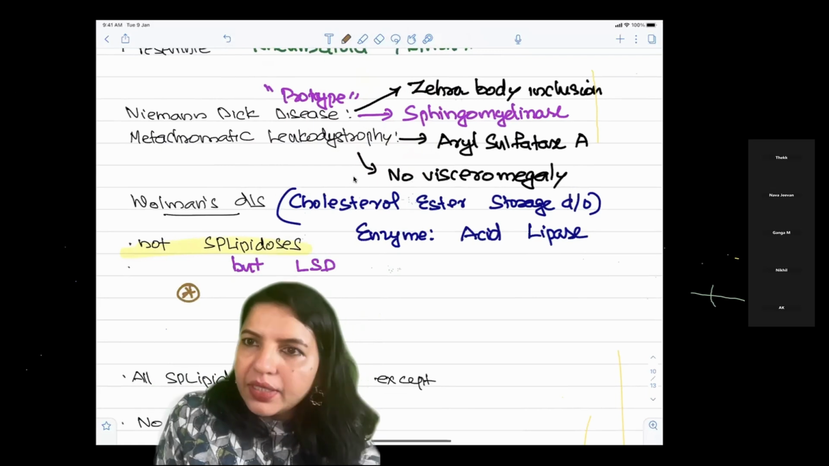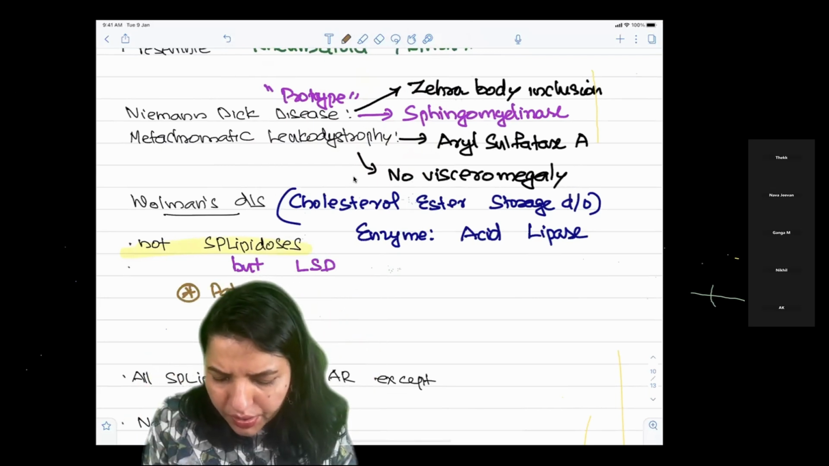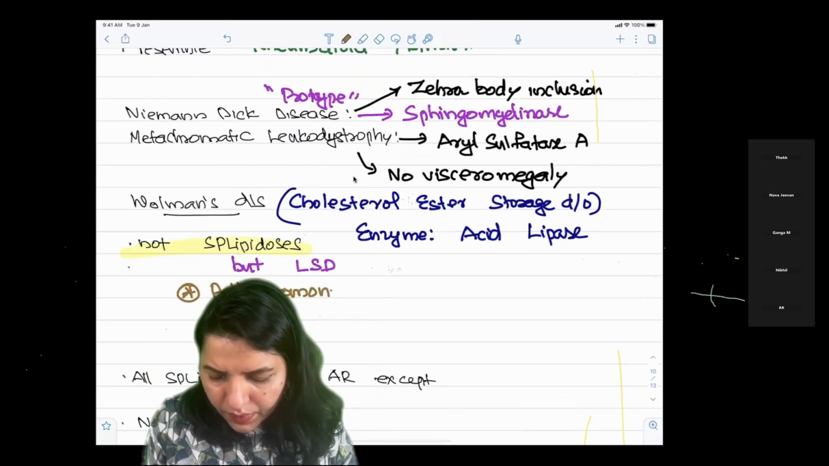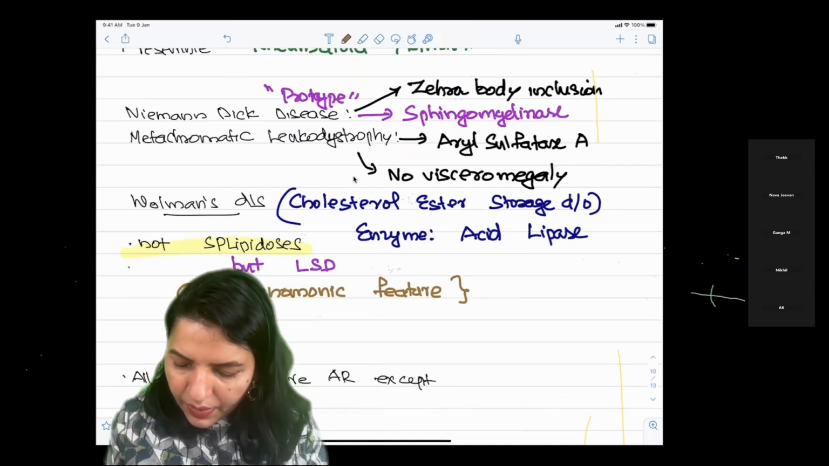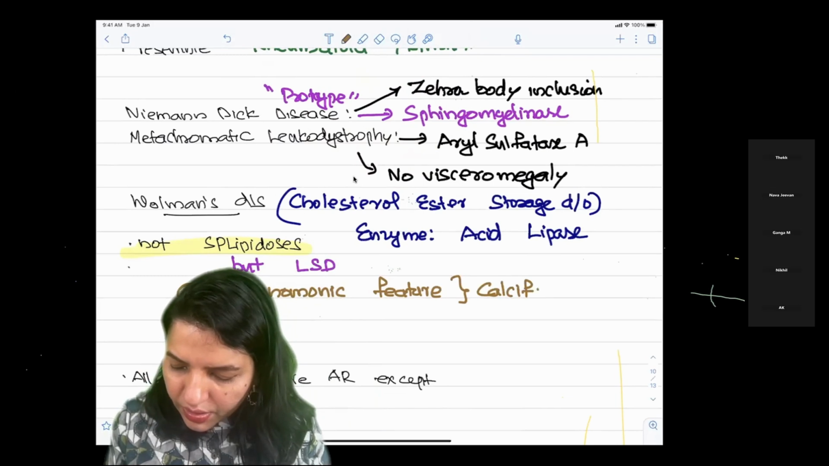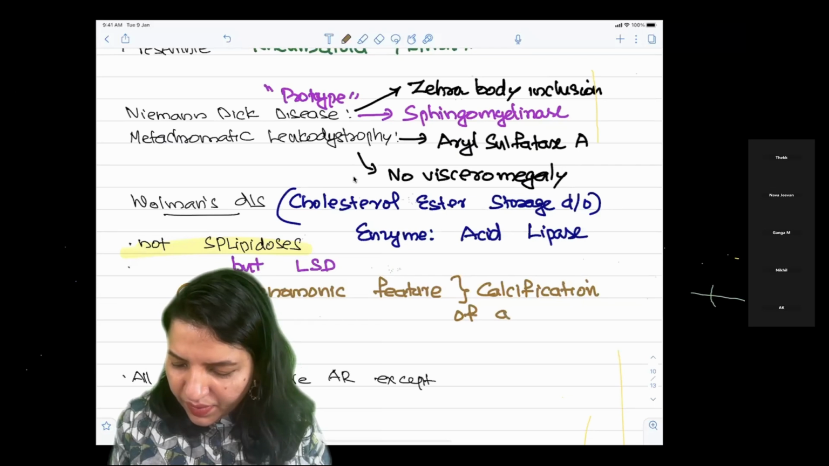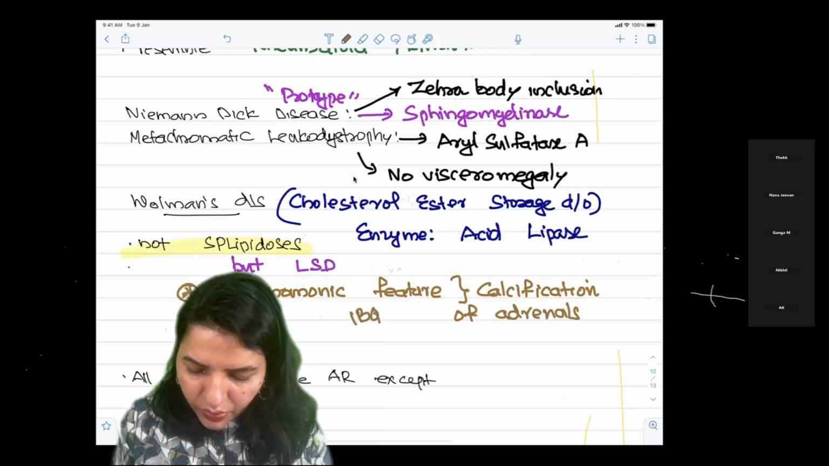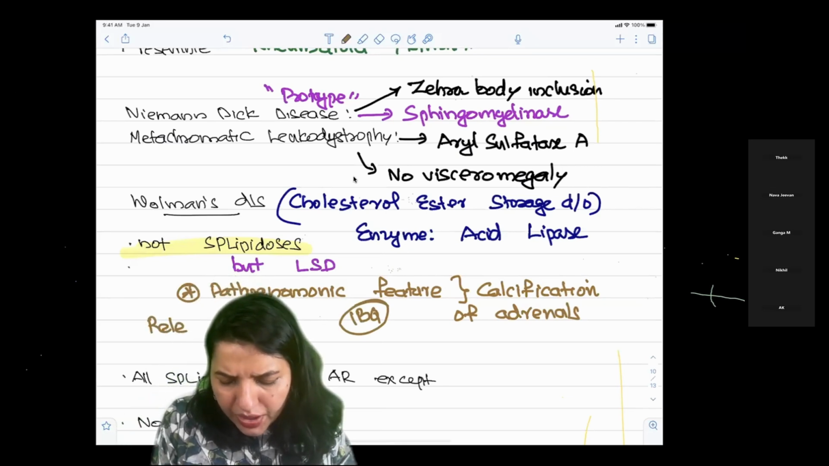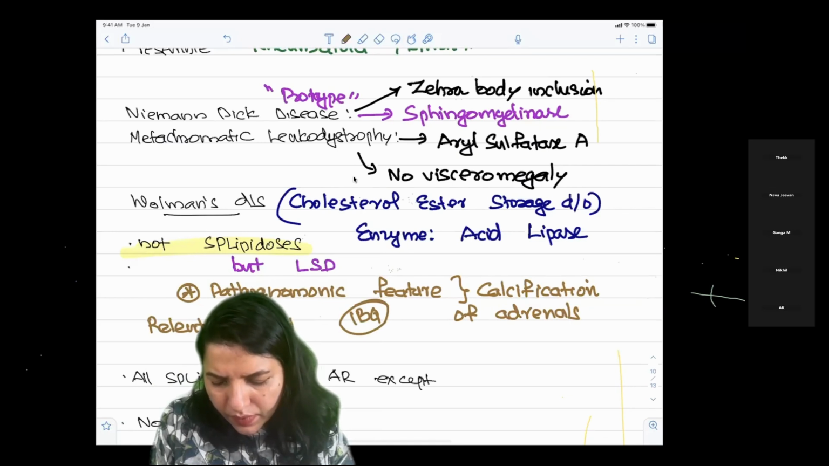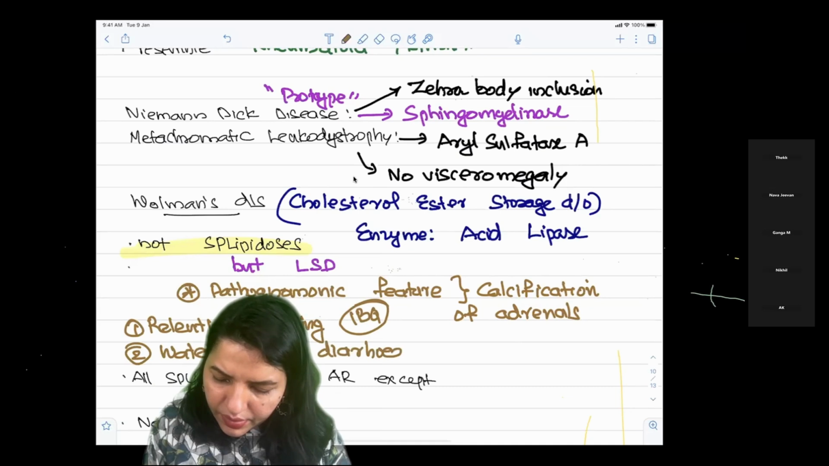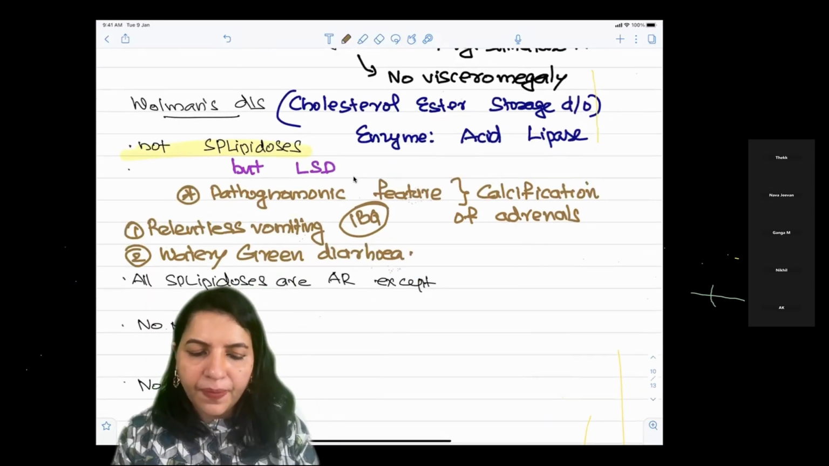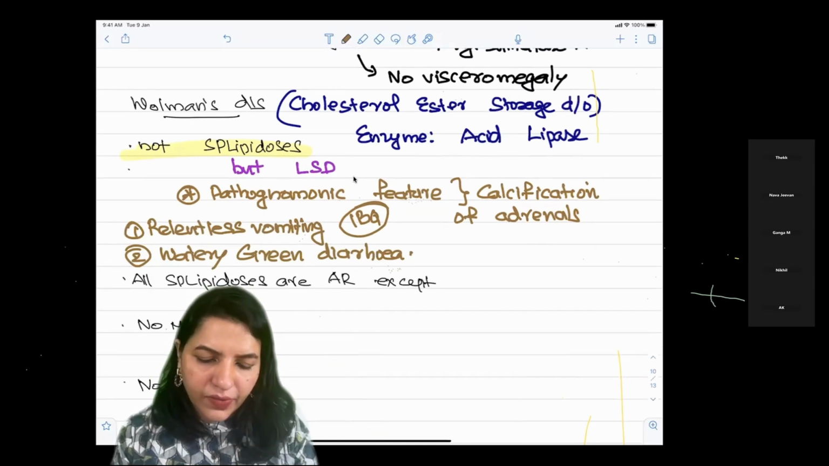Wolman's disease has a very pathognomonic feature: calcification of adrenals. This can be an image-based question for you. Plus, they have relentless vomiting and watery green diarrhea. All these are features of Wolman's disease. So that is about Wolman's disease.